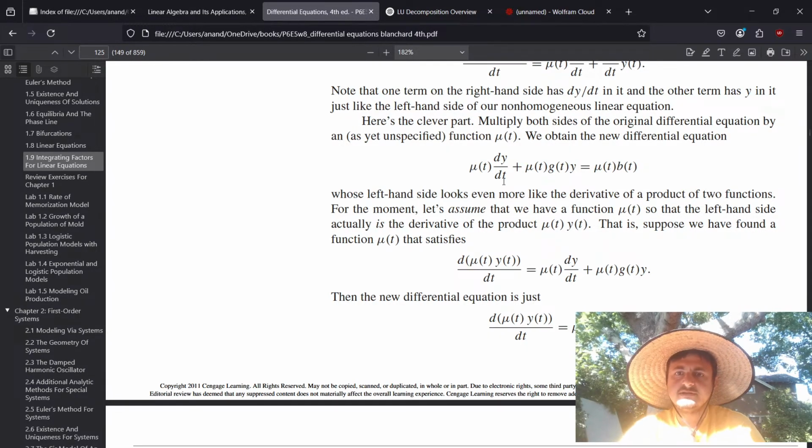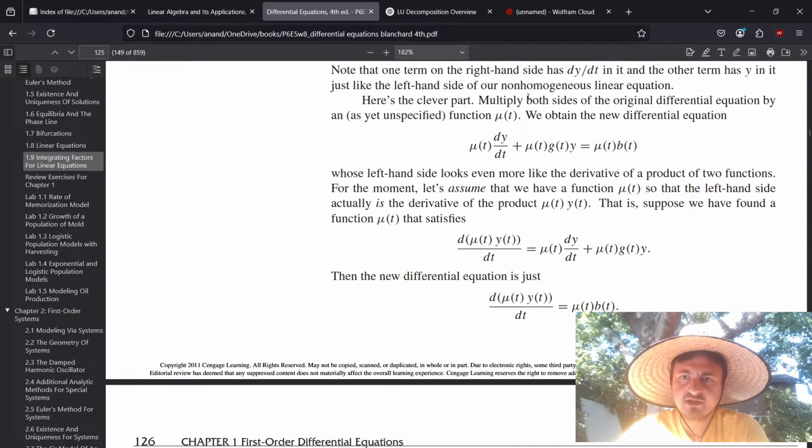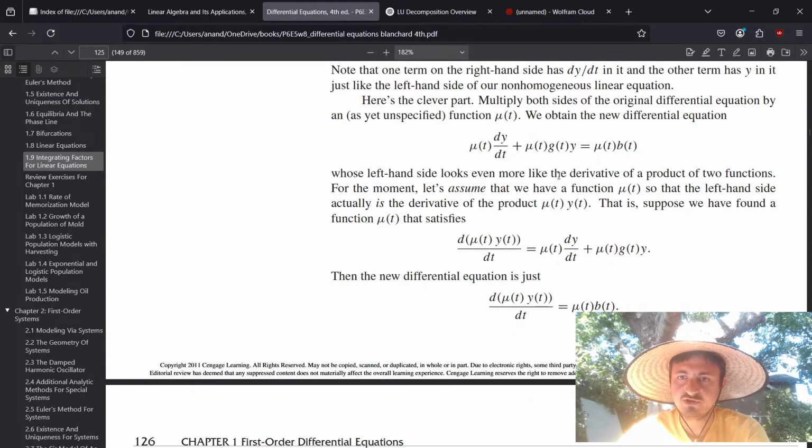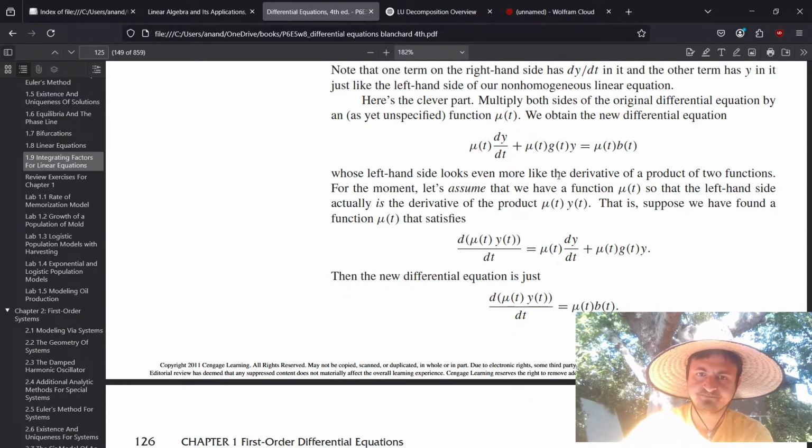okay, wait, let me read this. Multiply both sides of the original differential equation by an unspecified function mu. All right, we get this. This all makes sense. The left-hand side looks even more like the derivative of a product of two functions. For the moment, let's assume that we have a function u of t so that the left-hand side actually is the derivative of the product u of t times y of t.